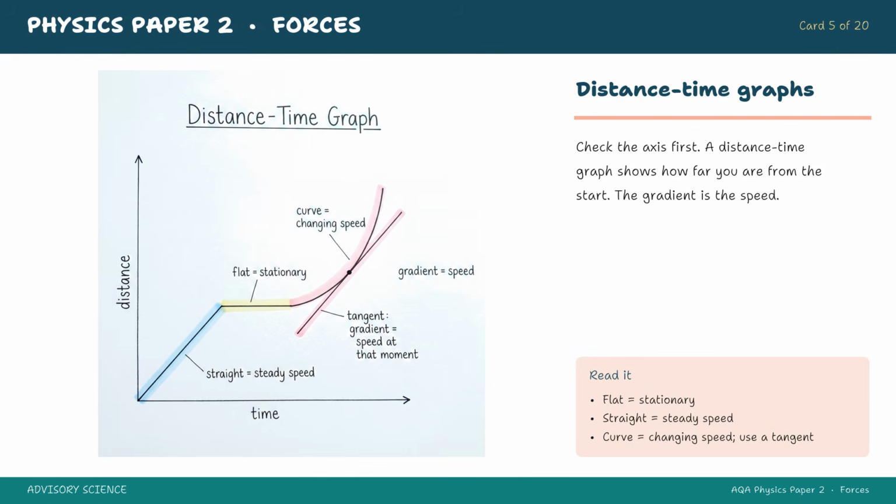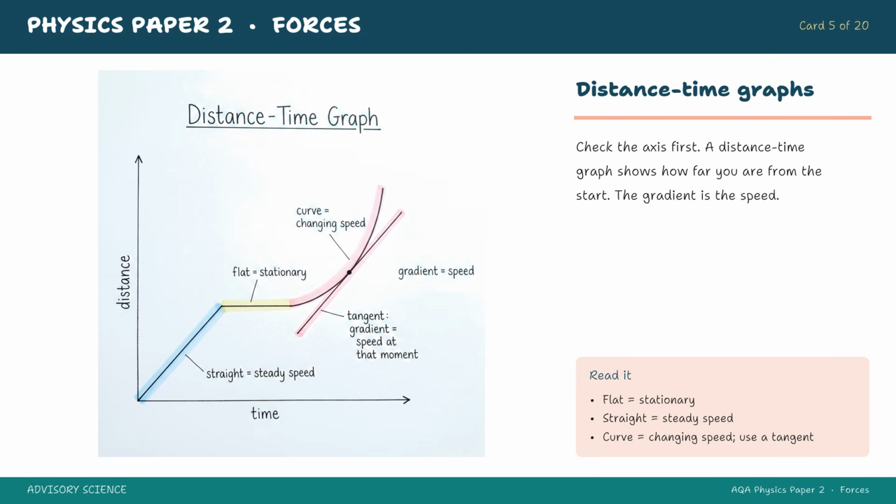Graphs are a massive trap in the exam because two lines can look identical but mean completely opposite things. You must check the label on the left axis first. So graph 1, the distance time graph. Think of this one as, how far away am I from home?